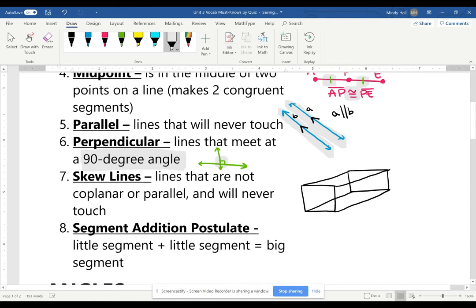Skew lines is probably the one that people mess up the most, simply because it means that the lines are not coplanar or parallel and they will never touch. And really that just means that they're not on the same plane. So right here would not be coplanar to this one, simply because they both lie on this front face of the shape. Because remember, planes are like the flat two-dimensional shapes thought of in a three-dimensional way. So since that wouldn't work, a skew line for that side could be this corner over here, because they would never touch each other because one is in front of the other.